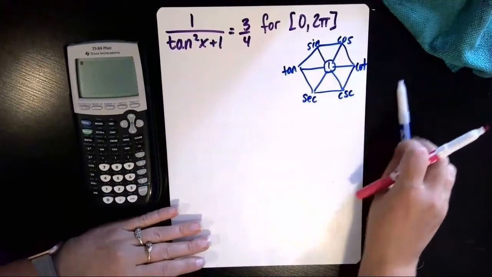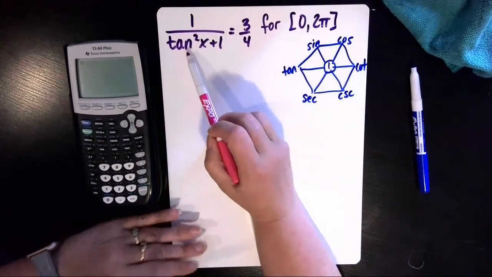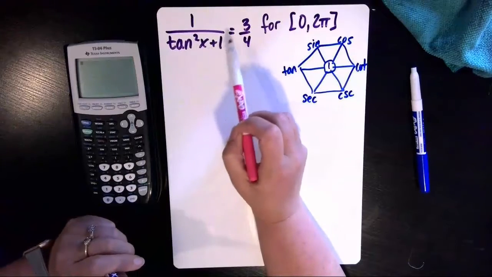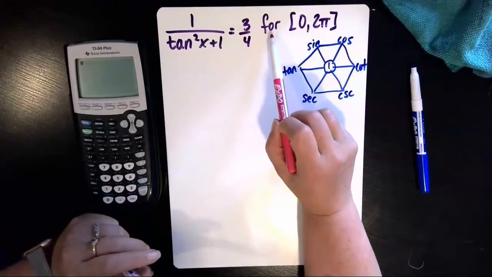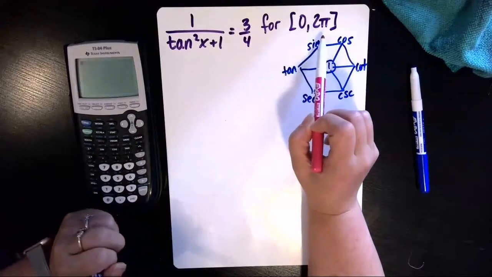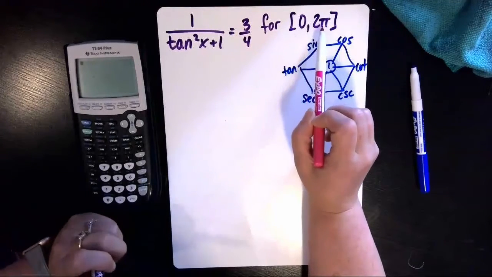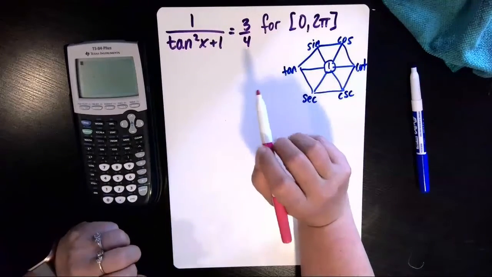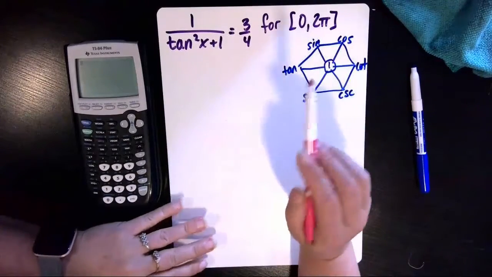Okay, so in this problem, we're going to solve the trig equation 1 divided by the quantity tangent squared x plus 1 equals 3/4, and we want to find the solutions for all angles from 0 to 2 pi inclusive. And since we're going from 0 to 2 pi, that's an indication that we want to find the angle measures in radians, one lap around the unit circle.